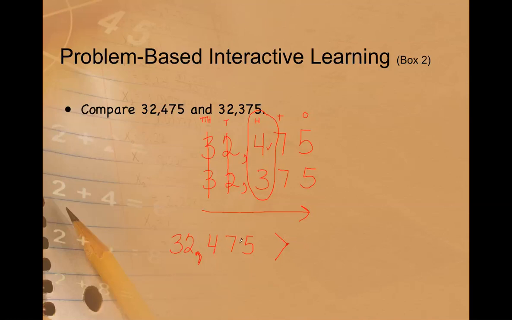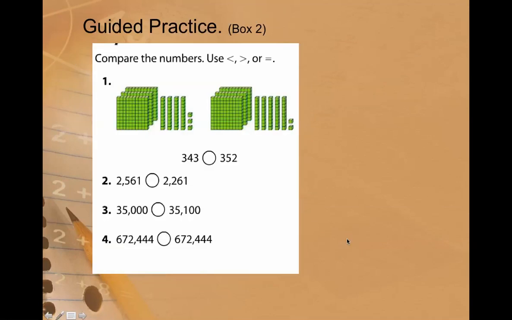So 32,475 is greater than 32,375. And that's how you write a comparison statement to show which number is greater and which number is less. Let's begin by working on the guided practice.